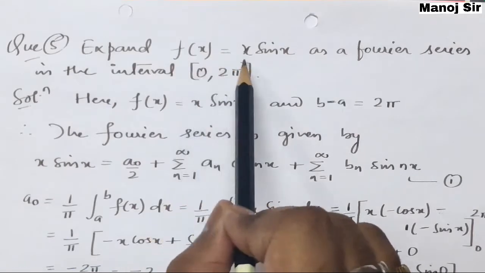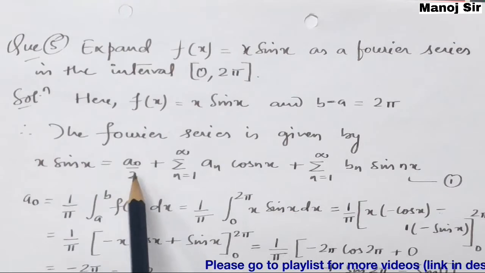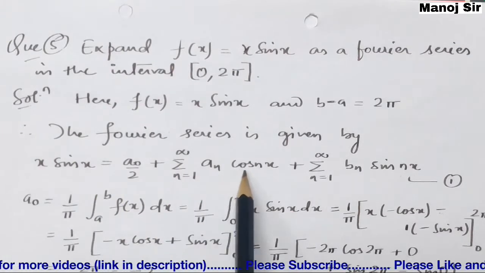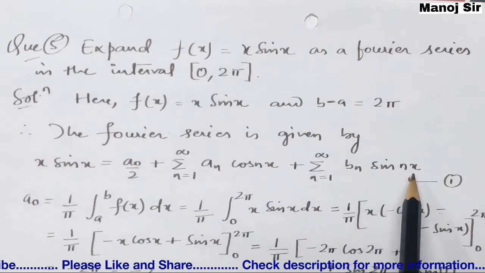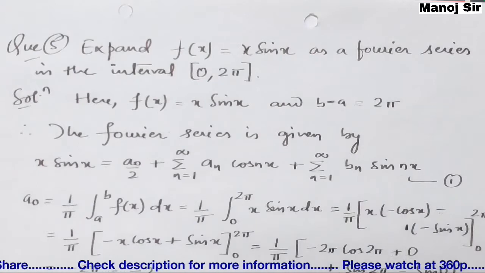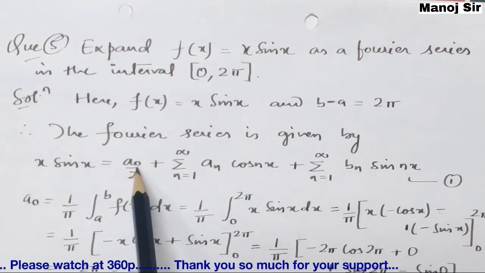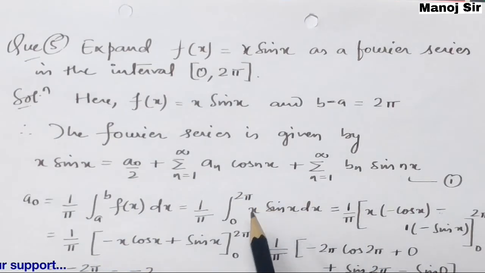Since the interval size is 2 pi, we can say the Fourier series for the function f of x equals x into sin x is given by x sin x equals a naught upon 2 plus summation n equals 1 to infinity a n cos nx plus summation n equals 1 to infinity b n sin nx. Let's suppose this is my equation number 1. What we need to find is simply the values of a naught, a n and b n with the help of Euler's formula.